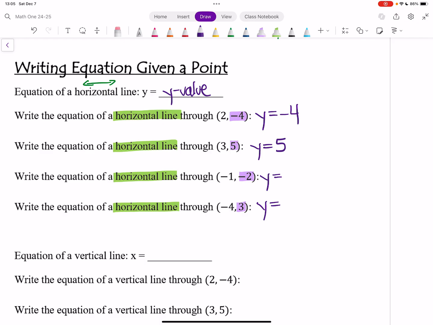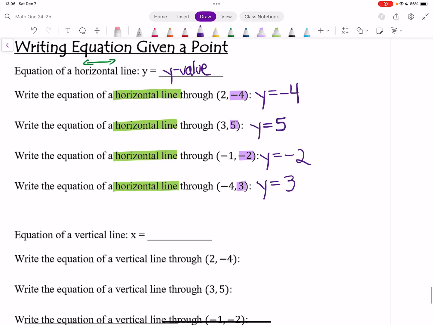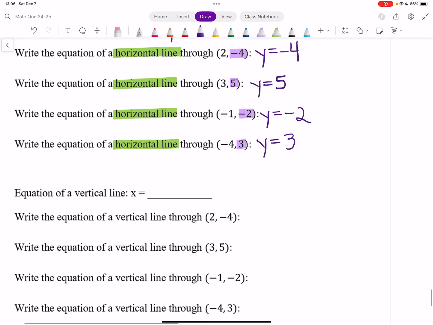Looking at that third problem, once again it asks us to write a horizontal line, so I know it needs to be y equal to the y value. And if the y value is -2, it's y equals -2. And lastly, it's once again a horizontal line. I see that the y value of the point is 3, so I'm going to write y is equal to 3.